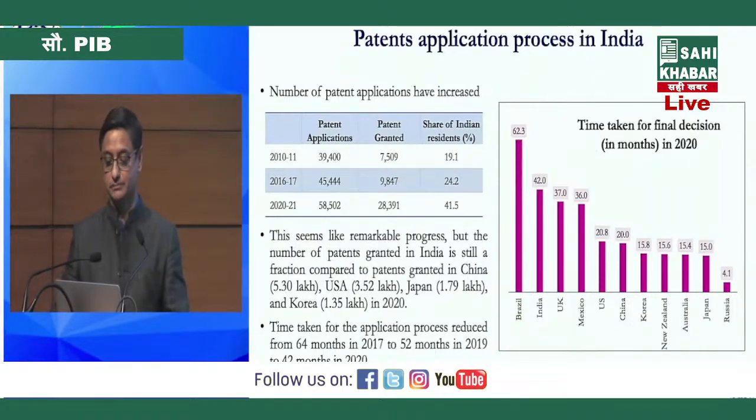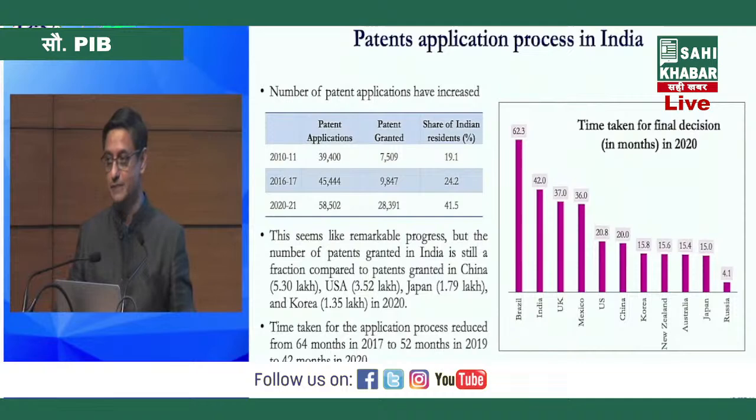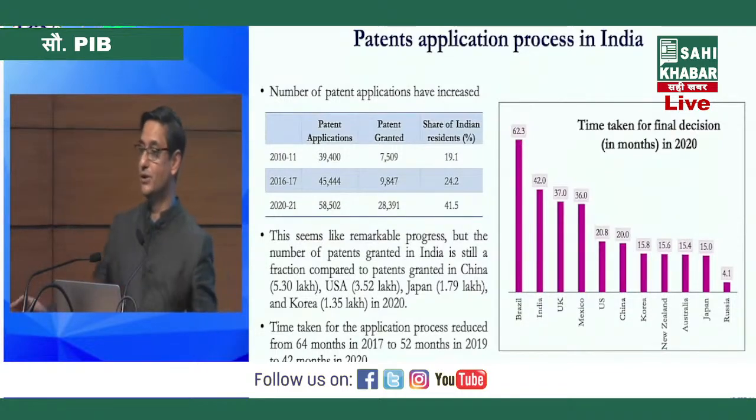And that, of course, means that we have to make the patents process a lot smoother. Till very recently, we used to need as many as 62 months to get one patent done through the cycle of the patents. We've improved dramatically. We now need only 42 months to get a patent. But do remember that it takes only 20 months in China and US. In Korea, it takes 15 months. Russia somehow does it in 4 months. So, we do need to make this much, much smoother.